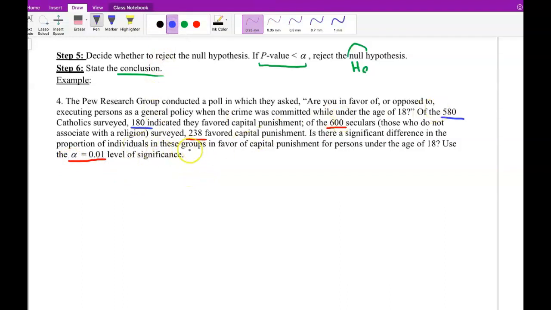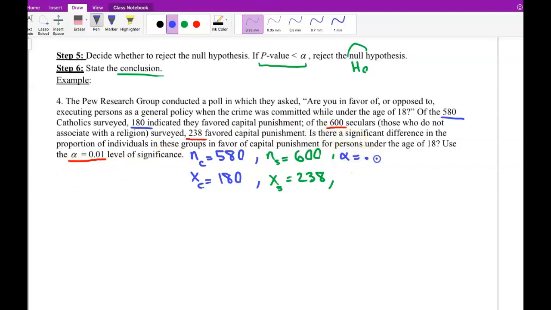Okay, first I'm going to write all this data. Here we have Catholics, so I'm using C for Catholics. We have N equal to 580. Out of that number, 180. That is X. Then for seculars I'm using S. And here N_S is 600, and X is 238. Then alpha is 1%.